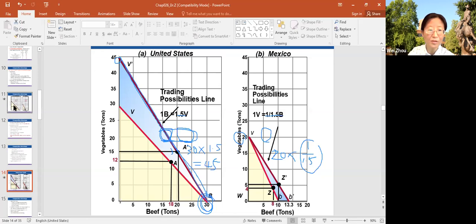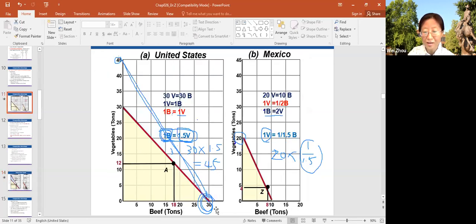So what I'm trying to say is, you find out the PPC curve actually moves outward for both, right? If they move outward, it means there's more. For Mexico, with the same vegetable combination, they can get more beef. For the US, before you would be here, but now even if you get the same vegetable, you can get more beef. So in that case, both countries can consume more vegetables and more beef with international trade.